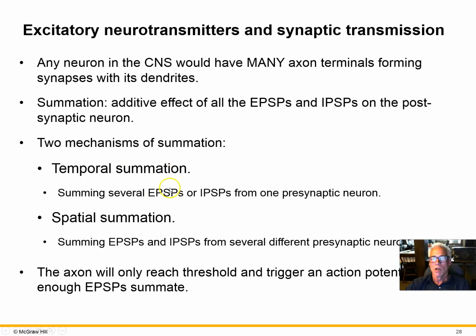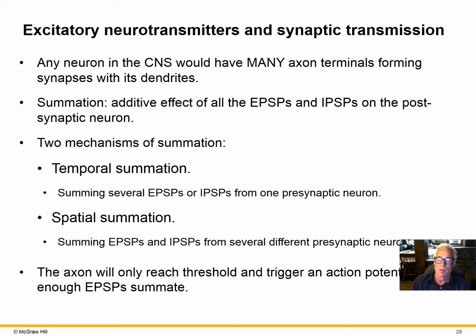Temporal summation. What if a whole bunch of bursts of a neurotransmitter come out of an axon terminal that is excitatory? Every time another burst of neurotransmitter comes out, more receptor channels are going to open, more sodium is going to enter, and more depolarization will occur. That's called temporal summation because it's rapidly succeeding events at the same terminal. They could be inhibitory events, still called temporal summation.